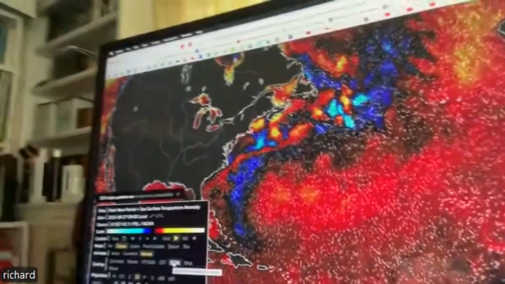I'm just going to switch the computer around again. Yeah, there we go. Unfortunately, I could stare at that thing all day. Yeah, there's so much to look at.